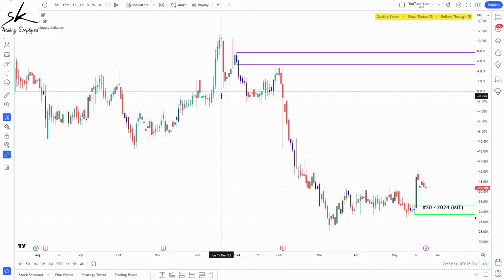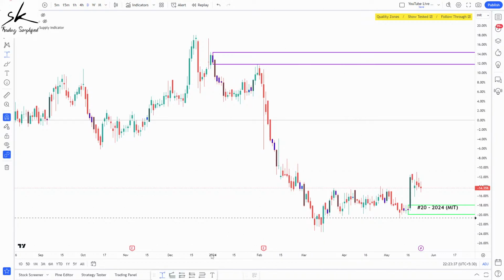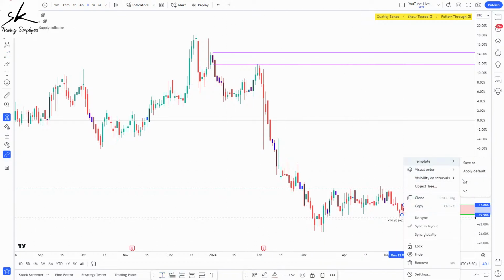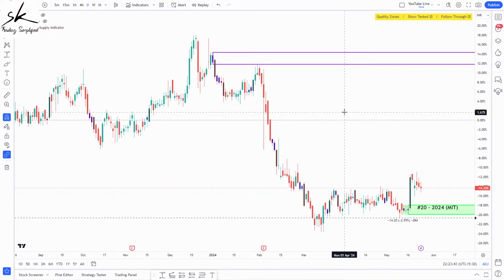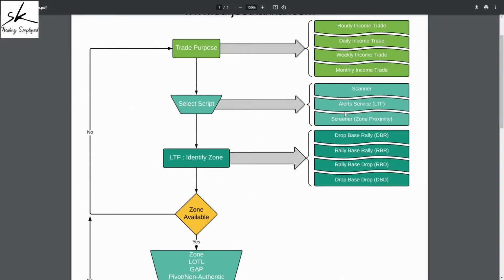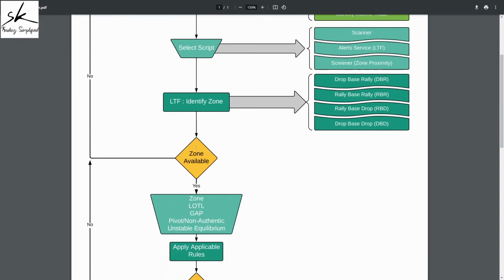Now, today's example is a very beautiful example, because we have quite a few things to learn from this one. So let's start with the very first learning. So I have identified the zone. Let's mark the zone. So the zone is now available on the chart. In fact, I don't have to identify it. The indicator automatically did it for me. So, identify the zone. Do we have a zone available?